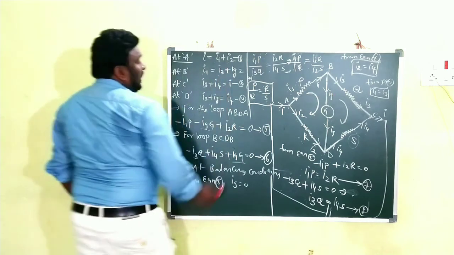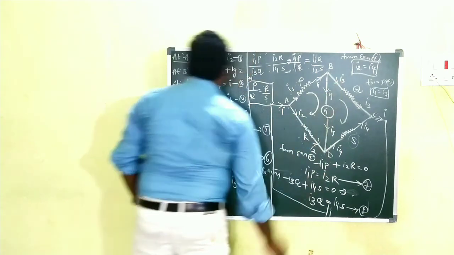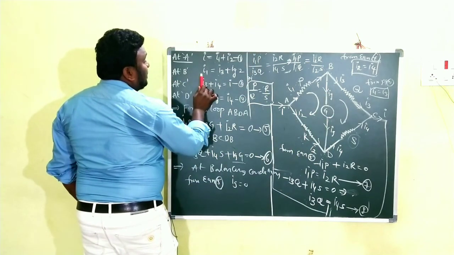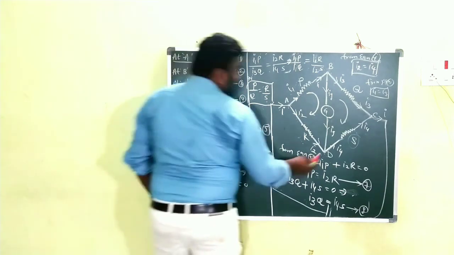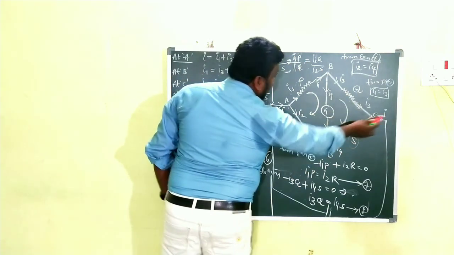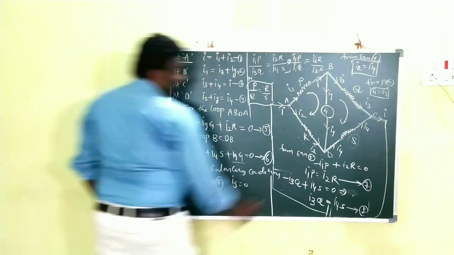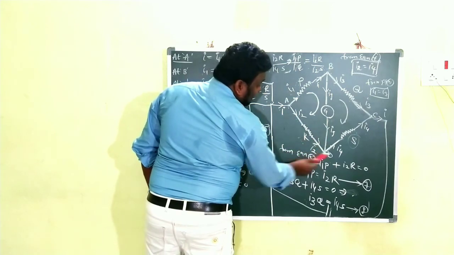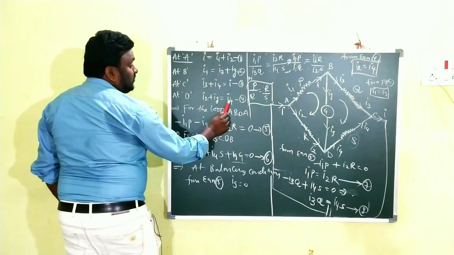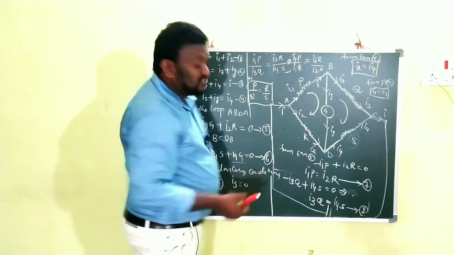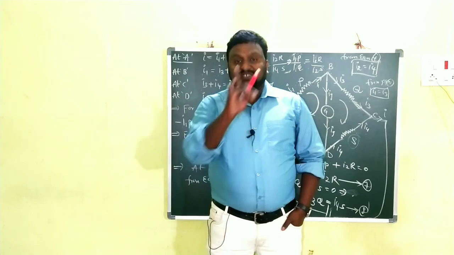Equation number 1. Now at the junction B, I1 enters and IZ and I3 are leaving. According to Kirchhoff's first law, I1 is equal to I3 plus IZ. This is equation number 2. At the junction C, I3 and I4 enter and I is leaving, so I3 plus I4 is equal to I, equation number 3. At the junction D, I2 and IZ enter and I4 is leaving, so I2 plus IZ is equal to I4. So as the first part of the derivation, we apply Kirchhoff's first law to the four junctions.